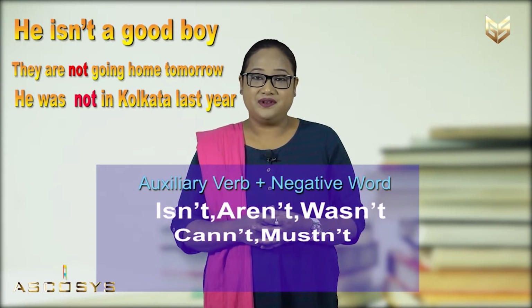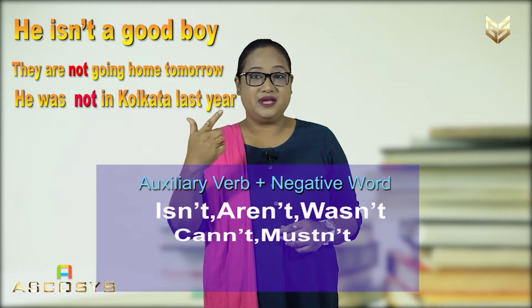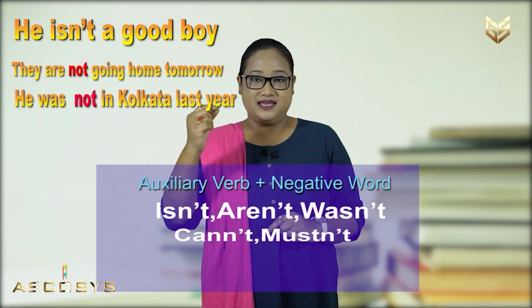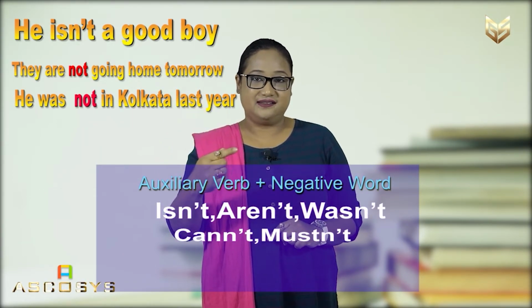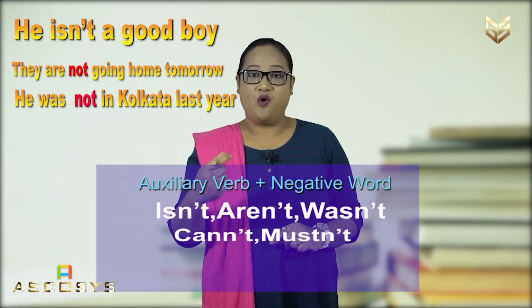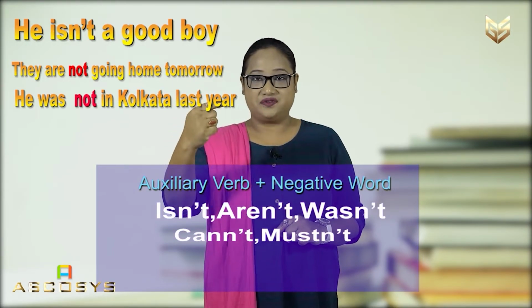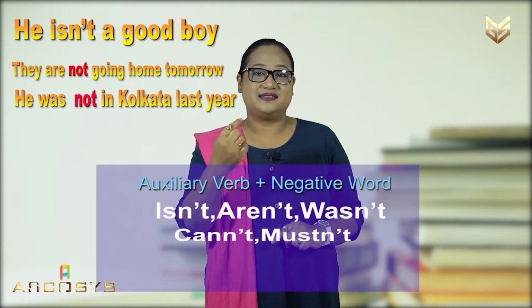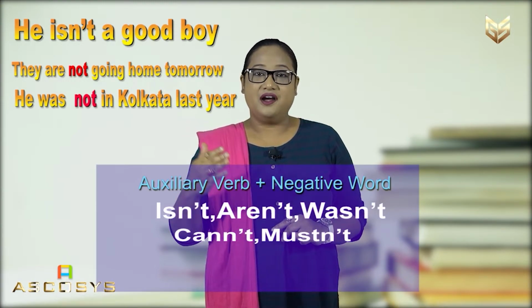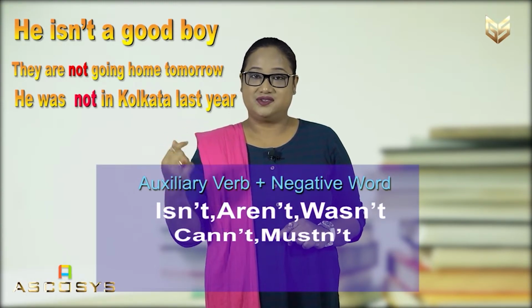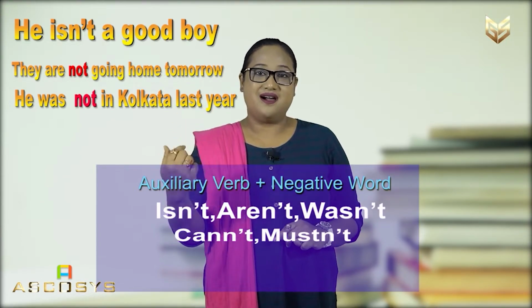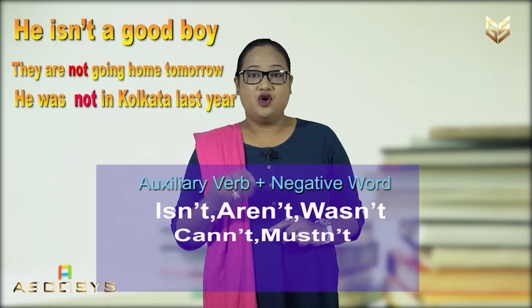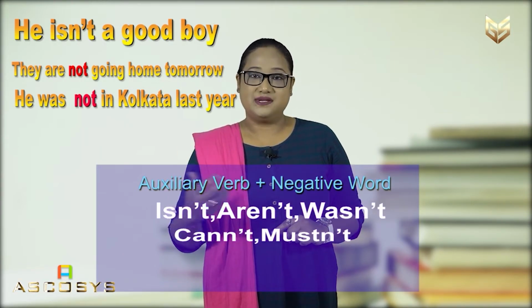And then what will happen? Is and not will be written together. Is, N, apostrophe, T. So instead of an O, we are putting an apostrophe. So it will become isn't. Similarly, are not will become aren't. So are, then N apostrophe T, aren't. Similarly, was not will become wasn't.